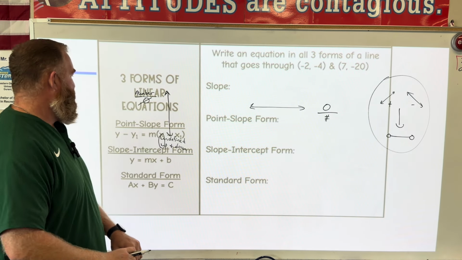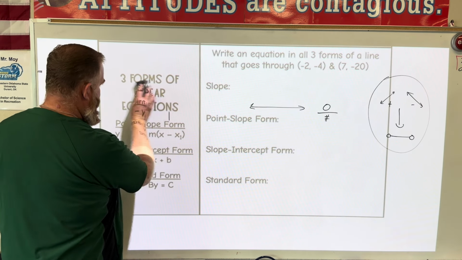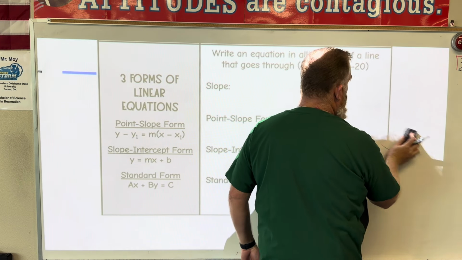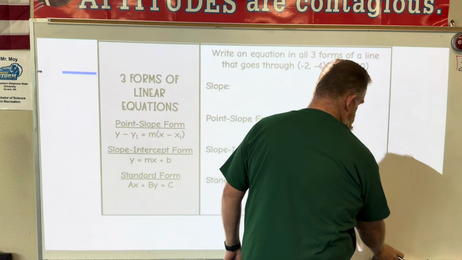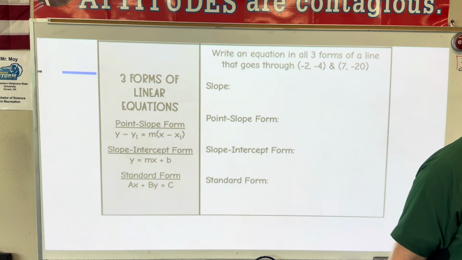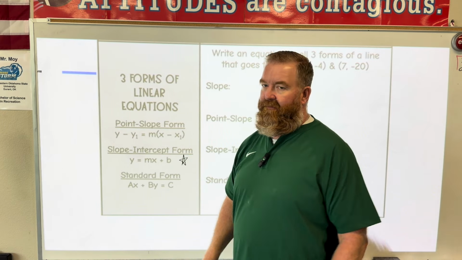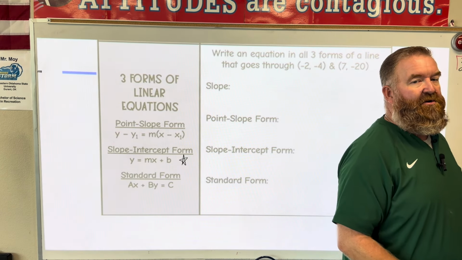Three forms of linear equations. We've got point slope form, slope intercept form, and standard form. Okay, let's take a look at this. Slope intercept form. What's the equation? Y equals mx plus b. That is where everything pretty much ends. I'll put a little star next to that. That's the important one. Make sure you understand every part of that.